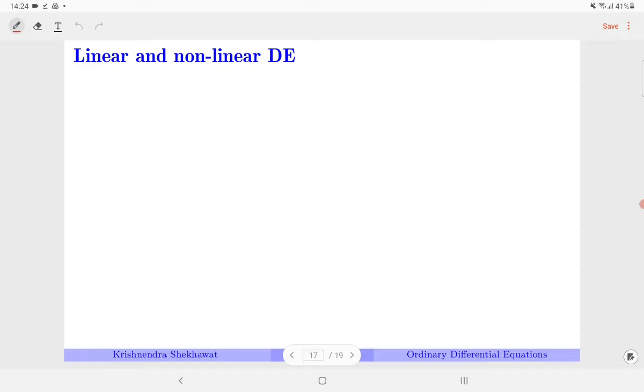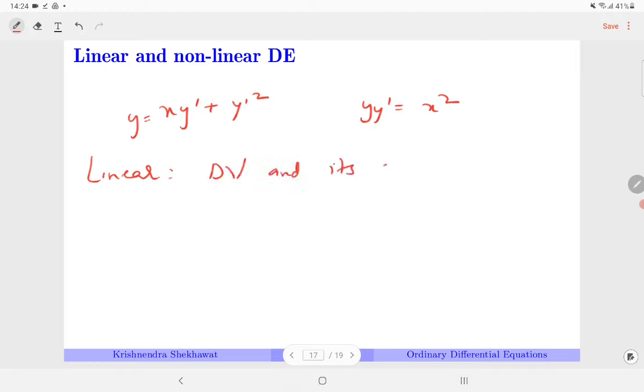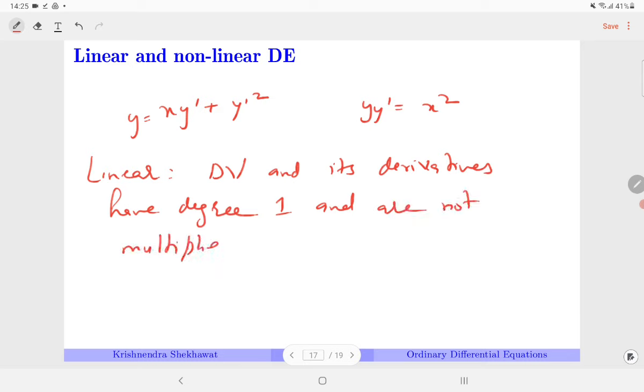Linear and non-linear differential equations. For example, consider the differential equation y is equal to x y dash plus y dash square, or you can write y dash is equal to x square. These are non-linear differential equations because in one case y dash square is there and in the other case y is multiplied with y dash. We are interested in linear differential equations. In this case, the dependent variable and its derivatives have degree 1, so y dash square is not allowed, and they are not multiplied together. The independent variable could have any degree.